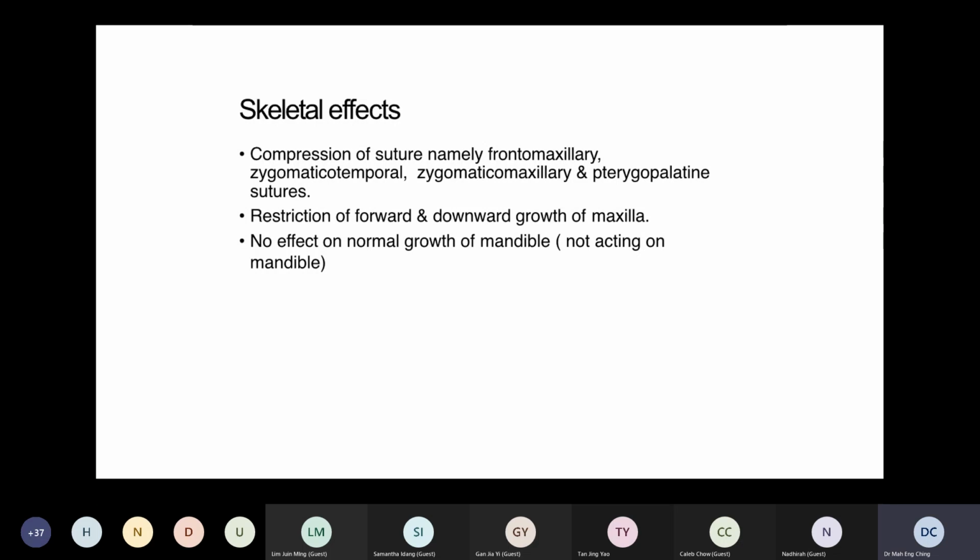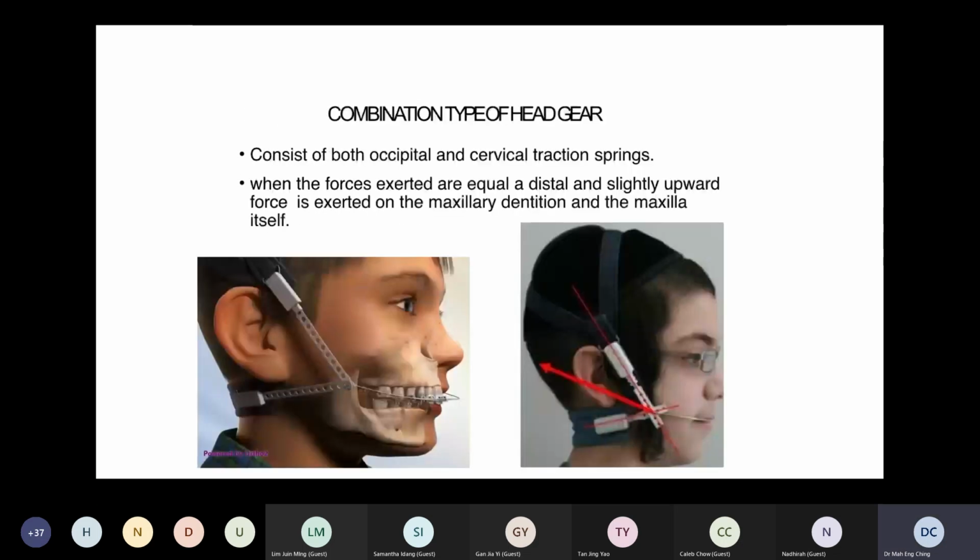So this one we'll talk about. You see the jaw of the maxilla will grow downward and forward. So to restrict or reverse it, we have to have a force to pull this maxilla backward and upward.